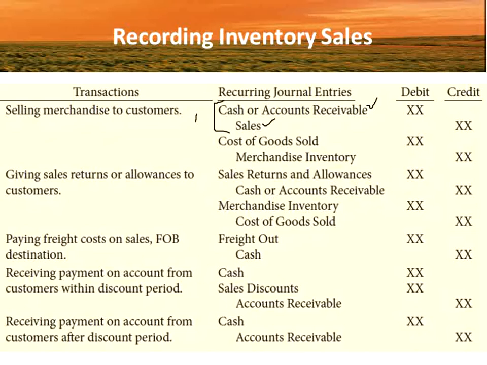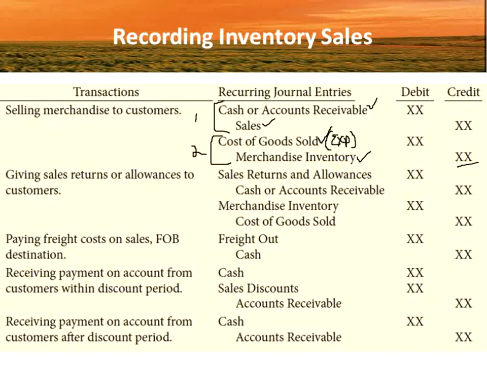The second piece is we need to then reduce our inventory. We no longer have those goods available for sale, and so we need to credit our merchandise inventory account, get rid of the goods off of our books, and we need to recognize the cost of those goods. So this is what we call cost of goods sold, and this is an expense account. Okay, treated the same way as an expense. So that's the cost of the inventory that we sold. So we need to recognize that expense in the same period that we recognize our revenue. So these two go together, our sales and our cost of goods sold.